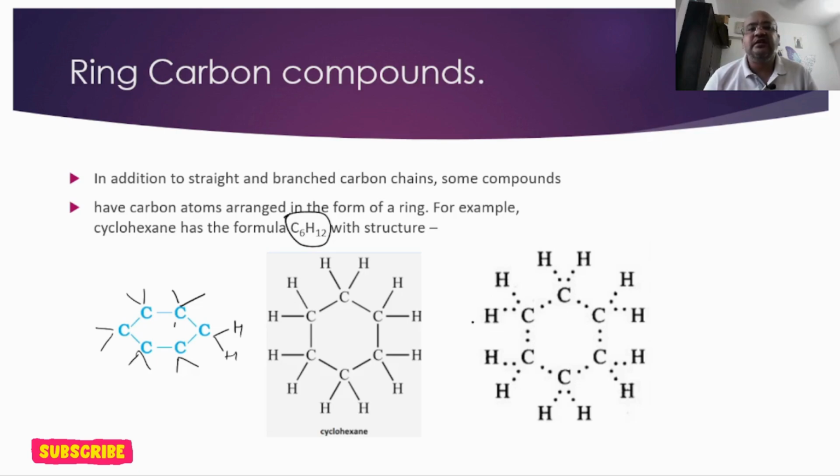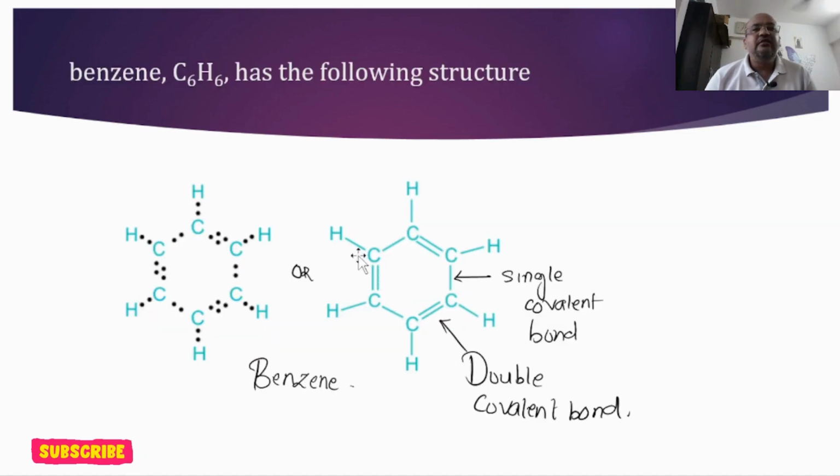If you want to write the electron dot structure, for a single covalent bond we write two dots. That rule we need to remember. Single covalent bond, two dots we need to write. So likewise we can write cyclohexane.